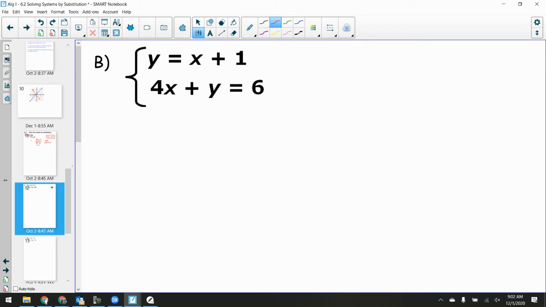Is step 1 done already again? Yeah. Look at my top equation. Look at equation 1. Isn't that equation already solved for y? Isn't that equation already solved for one of the variables? So here's what we're going to do. We're going to take our other equation. So this is equation 1, this is equation 2. We're going to take equation 2.